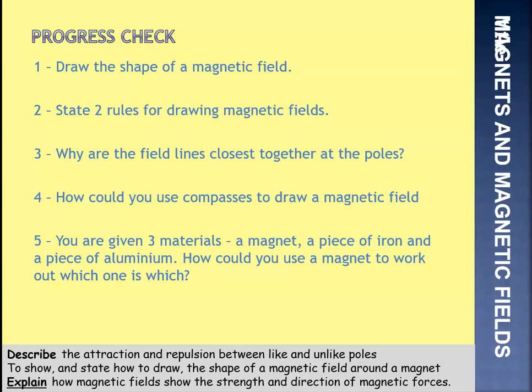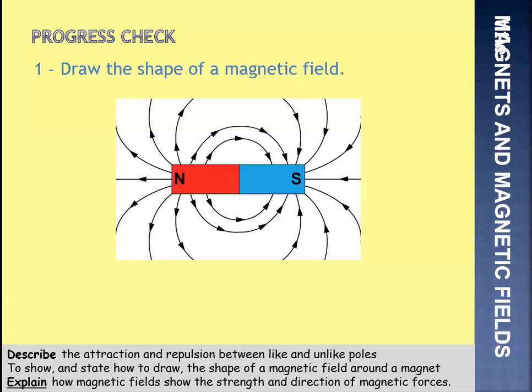Okay, so drawing the shape of a magnetic field. The diagram we saw before, we want to make sure we've got that. It's really spacious. You've got north and south stated in there. You've got the field lines emerging from north, going back into south. Arrows are showing that, and they're closer together at the poles.